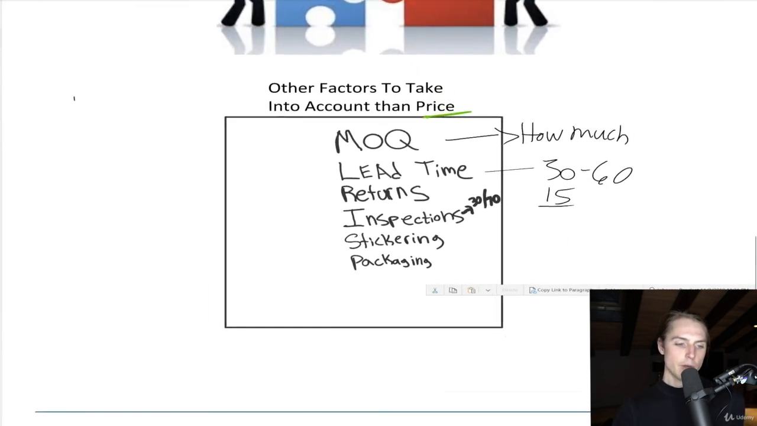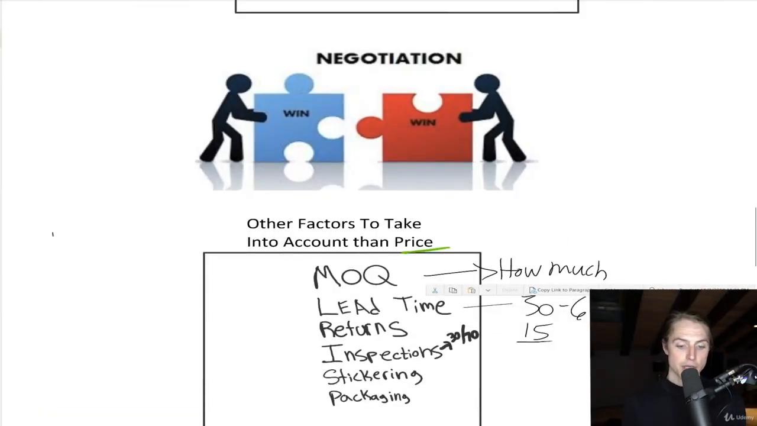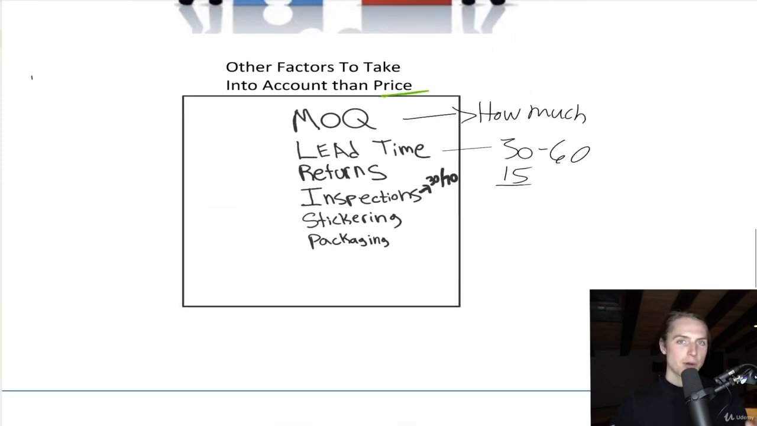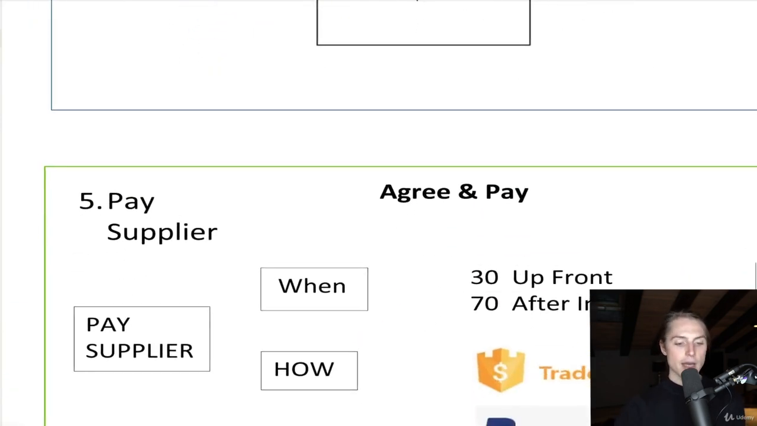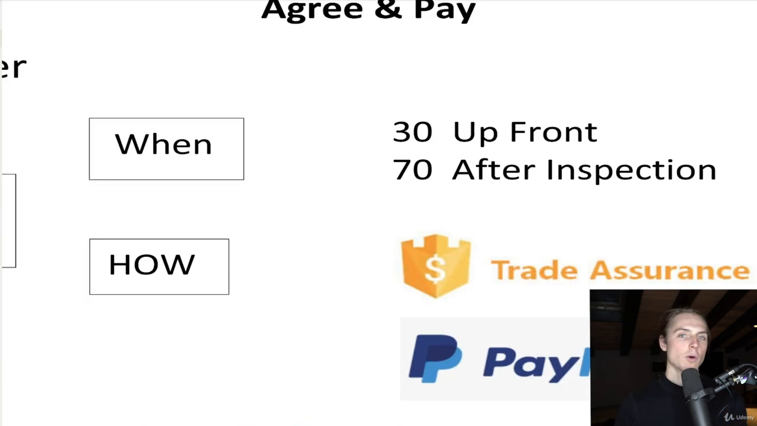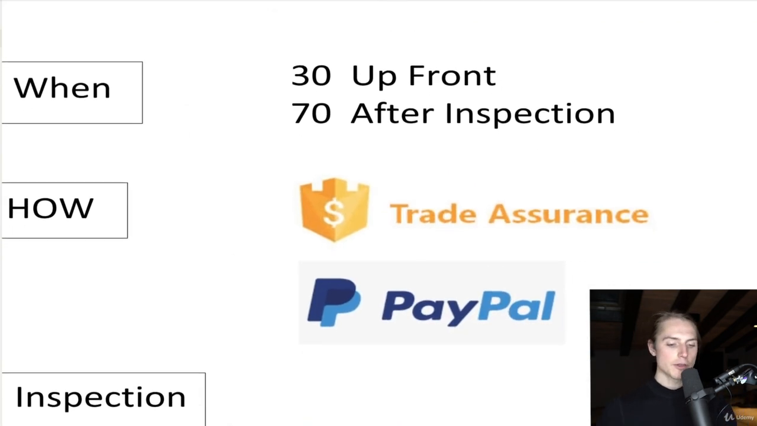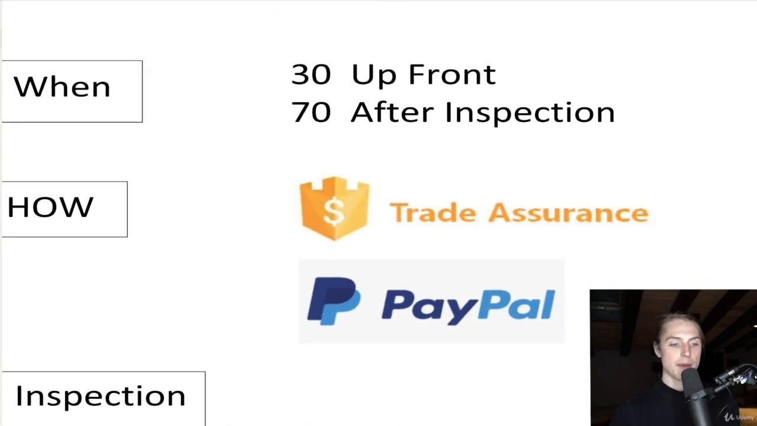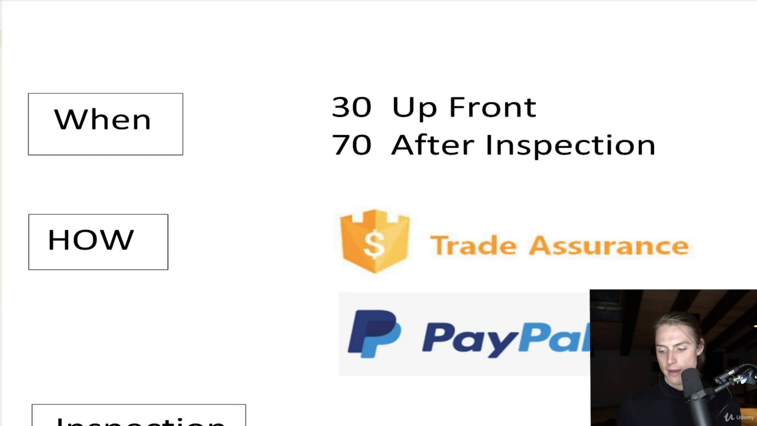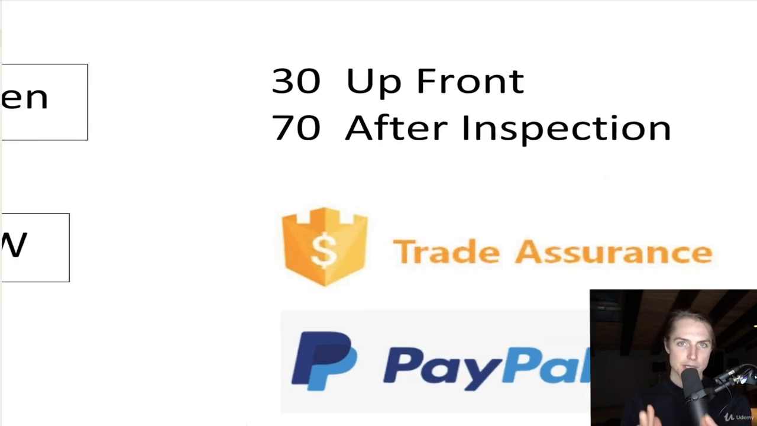All right, so we found a good supplier. We negotiate and we get a deal that's profitable and great. All right, okay, now we go ahead and pay. So how do you pay them? We use Alibaba Trade Assurance or PayPal. And the way that it works is you pay 30% when they're going to manufacture it, and then you pay 70% once you get that inspection done based off of what you guys have agreed about.